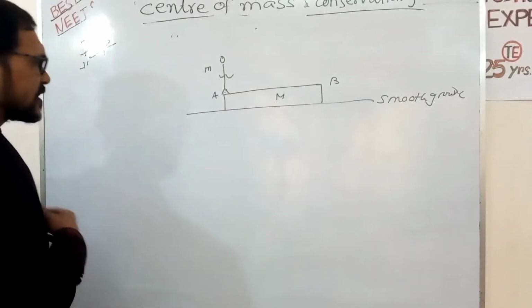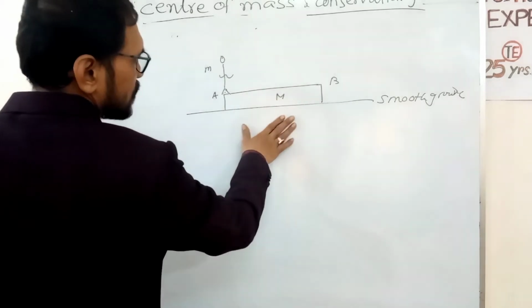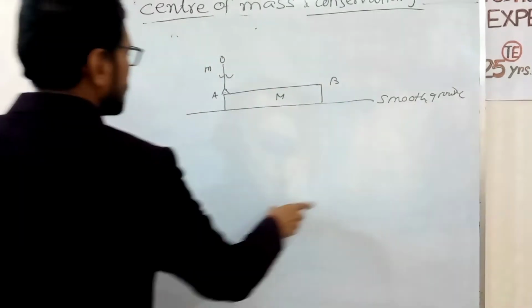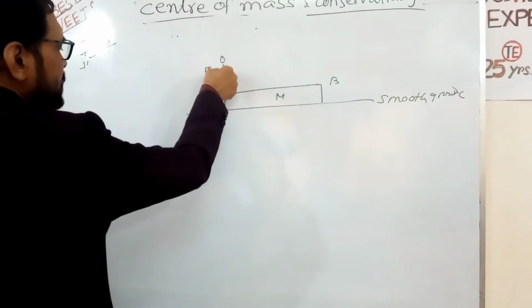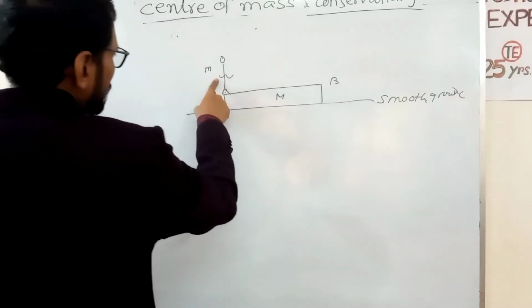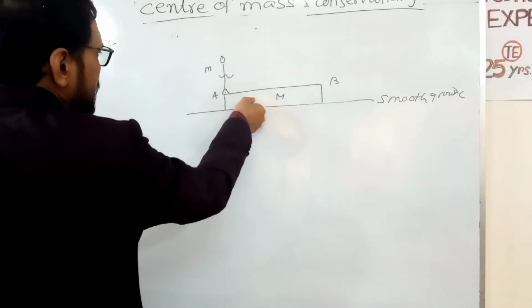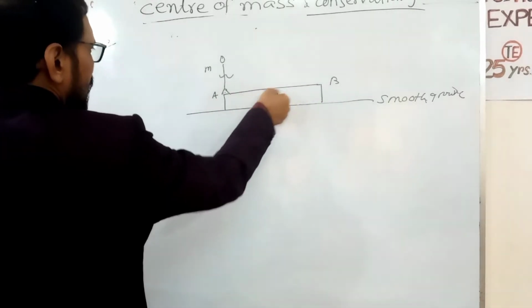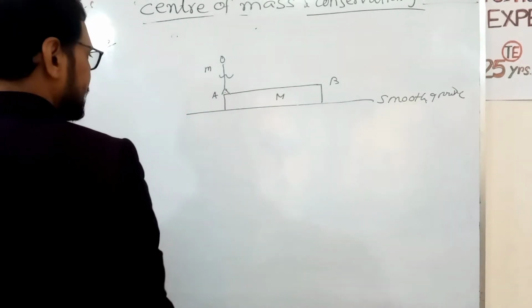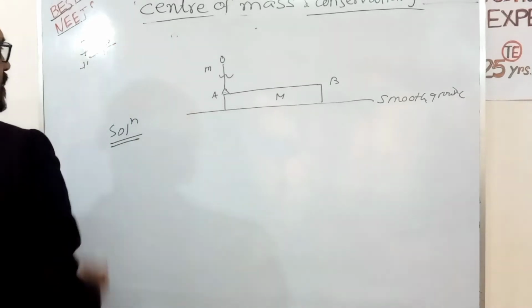Okay, I repeat the problem once again. A plank of mass M is placed on smooth ground. Now a man of mass M stands at one end of the plank. If the man goes from end A to end B, then what is the displacement of this plank? So to solve this problem, we apply this theory.